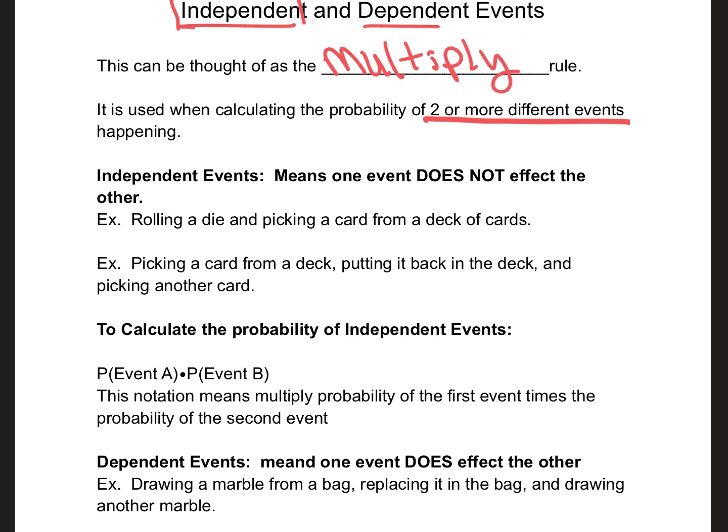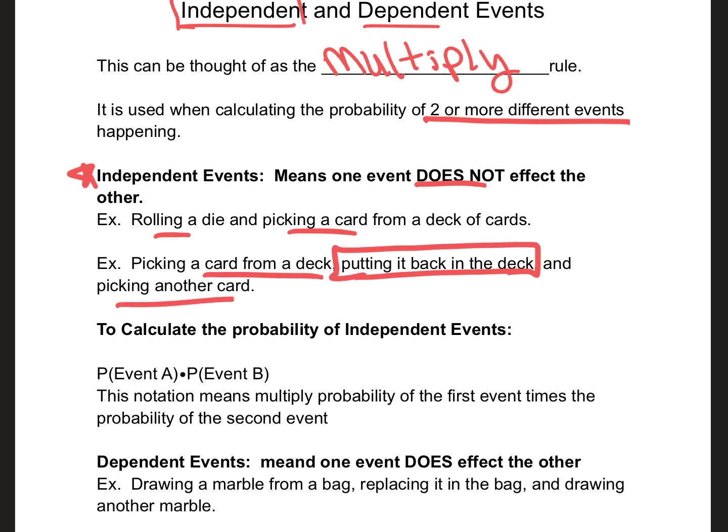Independent events means that one event does not affect the other one. For example, rolling a die and picking a card from a deck. What you get on the die does not in any way impact what card you're going to pick out of the deck of cards. They are independent from each other. Or picking a card from a deck, putting it back in the deck, and picking another card. If you are putting it back in the deck, that means the first time you picked, you had 52 cards. The second time you pick, you still had 52 cards. So those two would make it independent events.